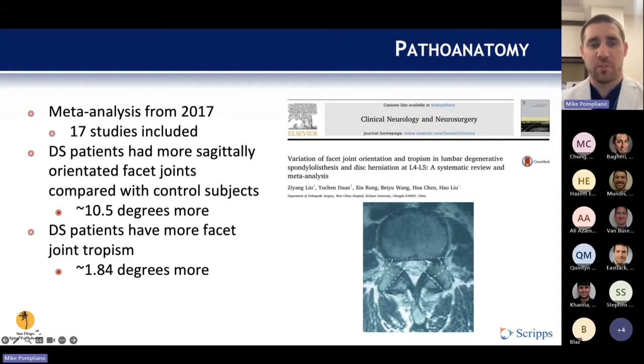This is a meta-analysis from 2017, including 17 studies, which showed that spondylolisthesis patients had more sagittally oriented facet joints compared with their control subjects by approximately 10.5 degrees. They also had more facet joint tropism, which is the asymmetry between the left and the right joint, which was 1.84 degrees more.